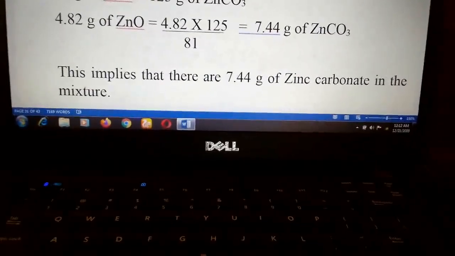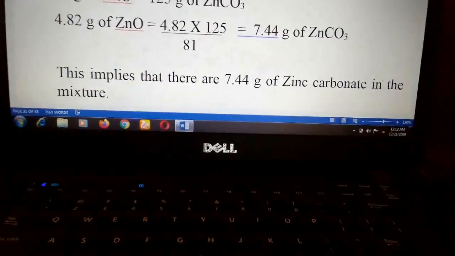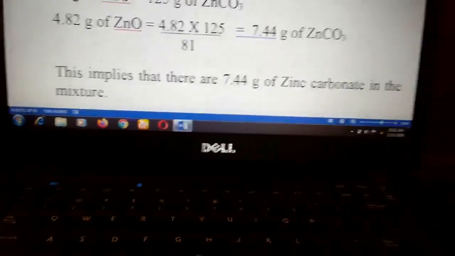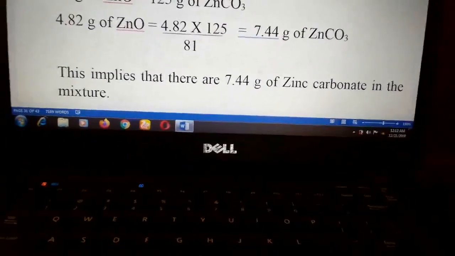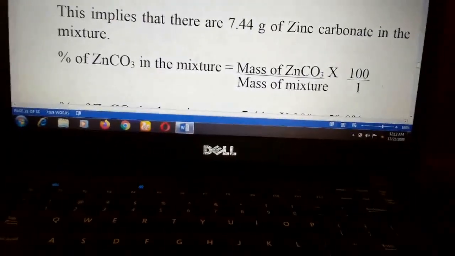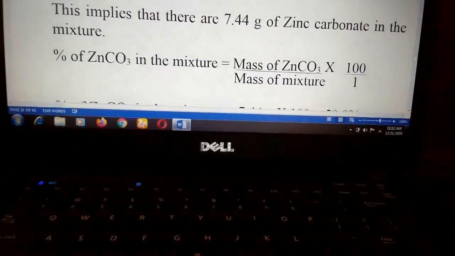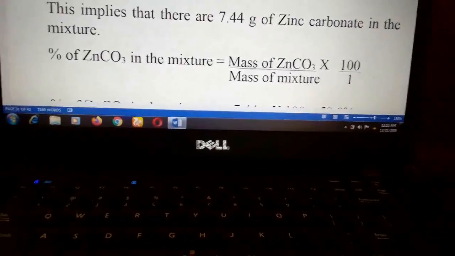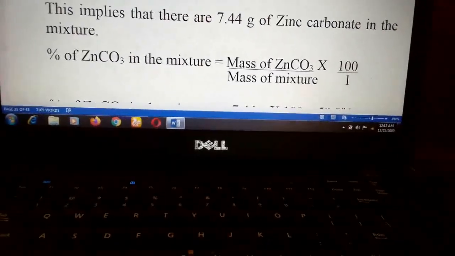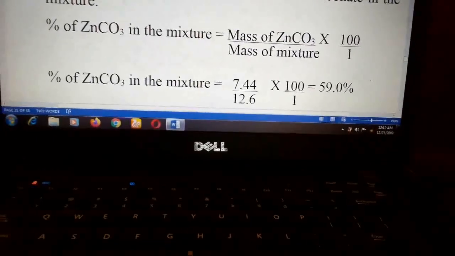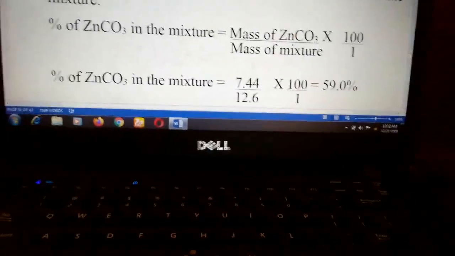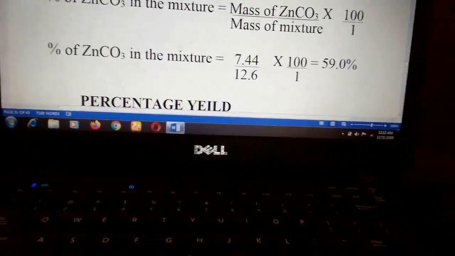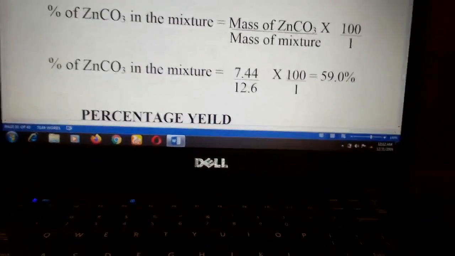They represent the mass of zinc carbonate in the mixture, that's 7.44 grams. So this implies that there is 7.44 grams of zinc carbonate in the mixture. So the percentage of zinc carbonate in the mixture becomes the mass of zinc carbonate over the mass of mixture times 100 over 1. So the mass of zinc carbonate obtained from calculation is 7.44, all over the mass of mixture given to us in the question as 12.6, times 100 over 1. And that gives us approximately 59%.